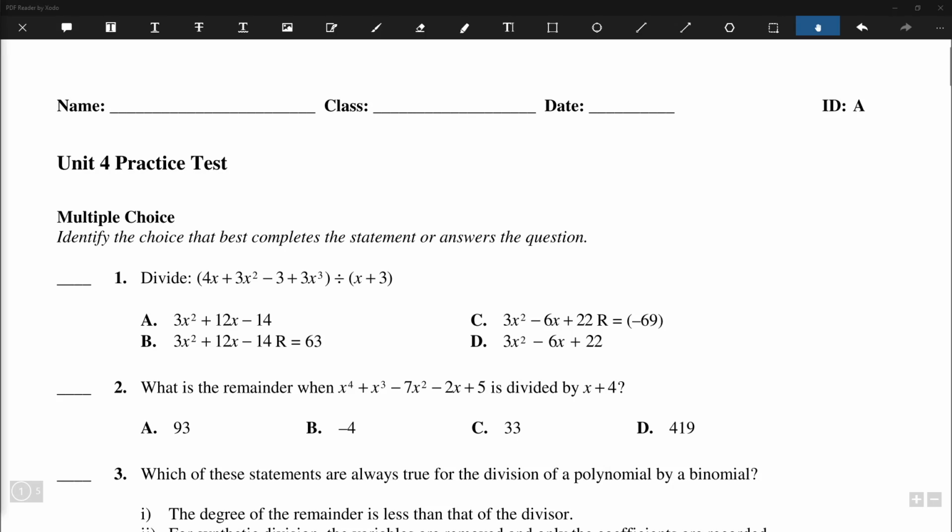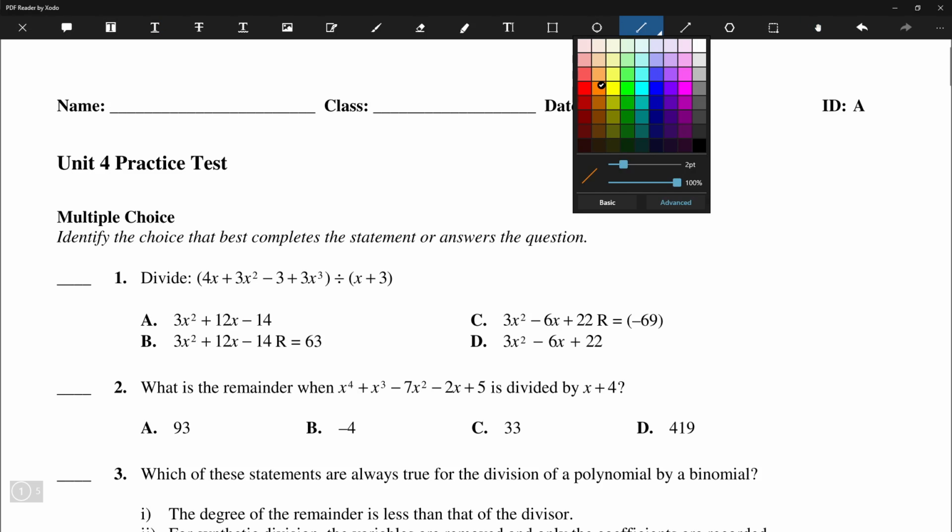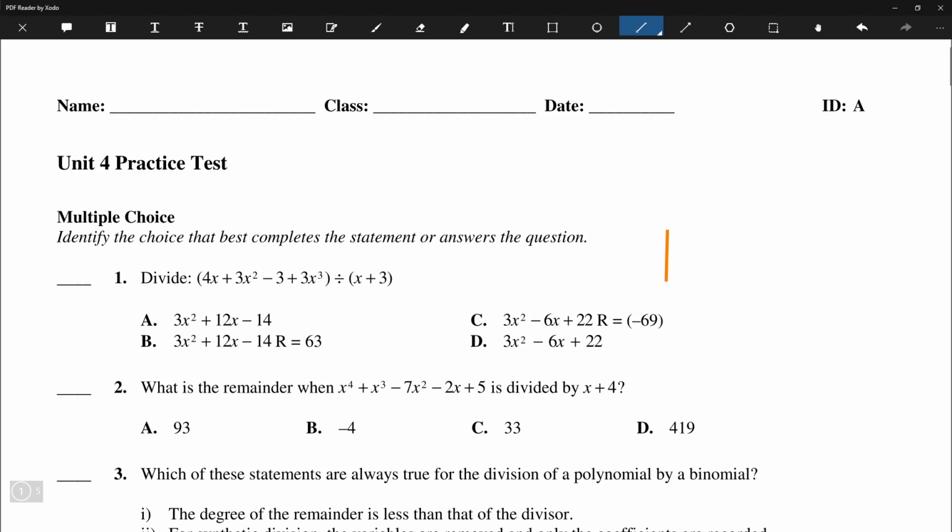Hello everyone, so today we're going to go over the Unit 4 practice test, starting with the multiple choice questions. Question number 1. To divide this polynomial by the binomial x plus 3, we will be using synthetic division. So let's set it up here.